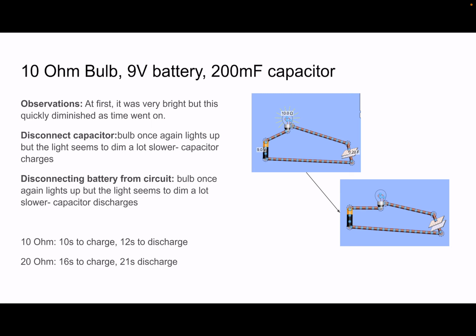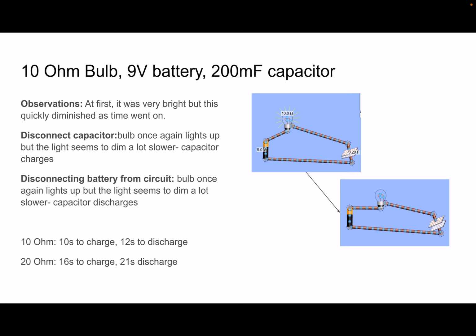So then we did this part with a 10 ohm bulb, a 9 volt battery, and a 200 millifarad capacitor. For the observations, at first it was very bright, but this quickly diminished as time went on. And then when we disconnected the capacitor, the bulb once again lights up, but the light seems to dim a lot slower, and the capacitor charges. And then disconnecting the battery from the circuit, the bulb once again lights up, but the light seemed to dim a lot slower, just like the disconnected capacitor.